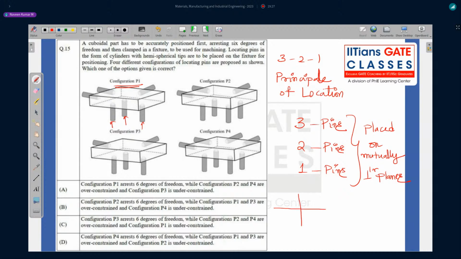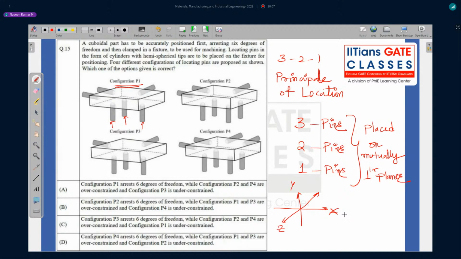So you have 3 mutually perpendicular axes, X, Y, and Z. So you have plus X, minus X, plus Y, minus Y, plus Z, minus Z, counterclockwise rotation of X, clockwise rotation of X, counterclockwise rotation of Y, clockwise rotation of Y, counterclockwise rotation of Z, clockwise rotation of Z. Like that, you have 6 plus 6, 12 degrees of freedom, right? So if you don't have any constraint, it is floating in air, it is having 12 degrees of freedom.